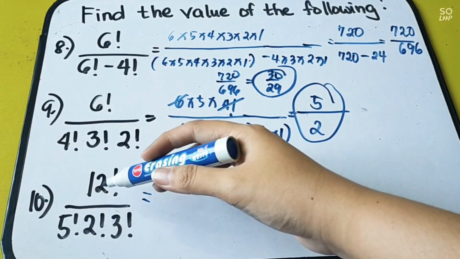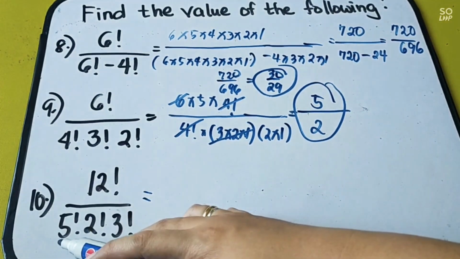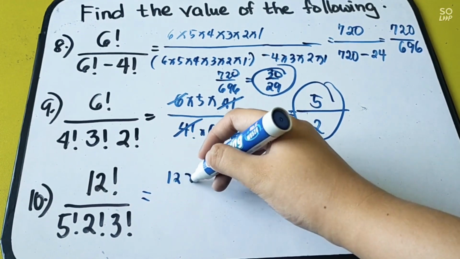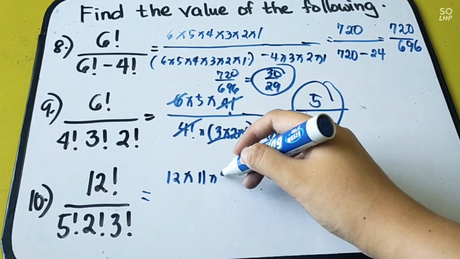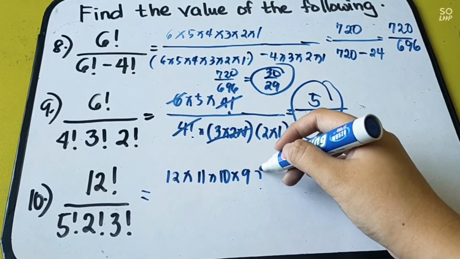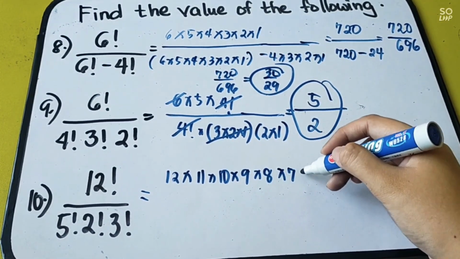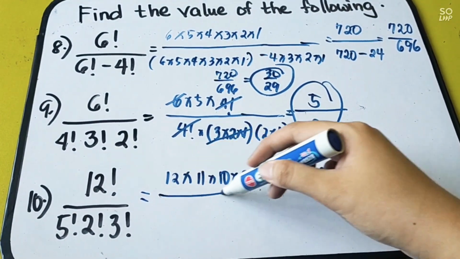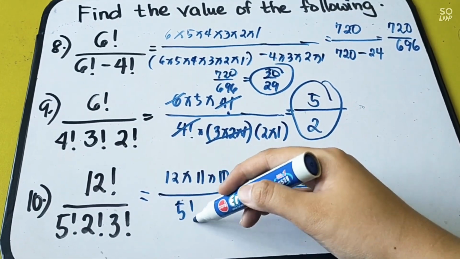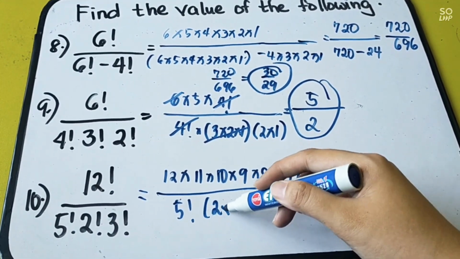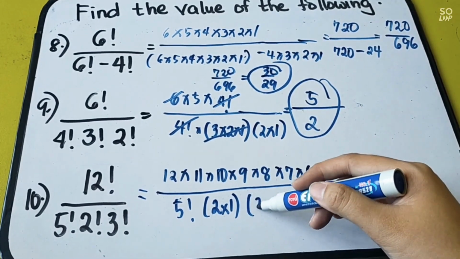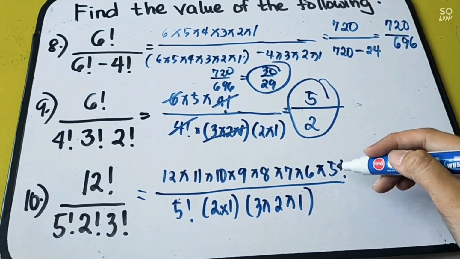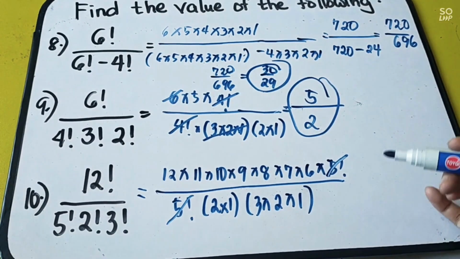For number 10, we have here 12 factorial. So, stop tayo kay 5 factorial para ma-cancel out natin. So, 12 factorial meaning 12 times 11 times 10 times 9 times 8 times 7 times 6 then times 5 factorial. Stop ka na dun. Over. We have here 5 factorial, 2 factorial meaning 2 times 1. Then 3 factorial meaning 3 times 2 times 1. Then cancel na tayo. Cancel mo na si 5 factorial and 5 factorial here.